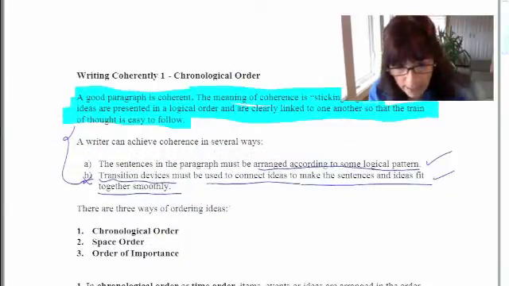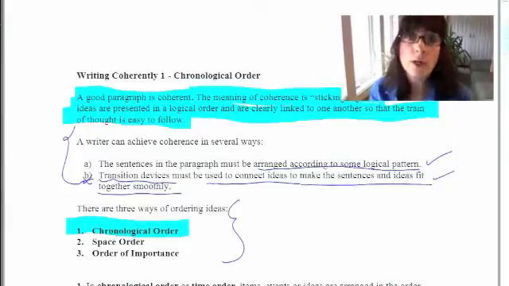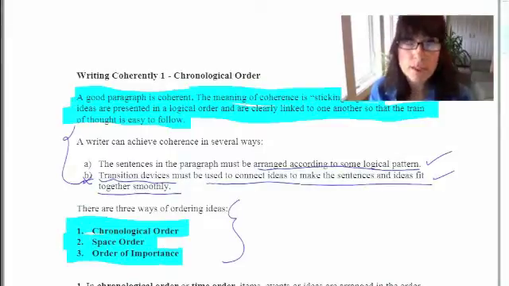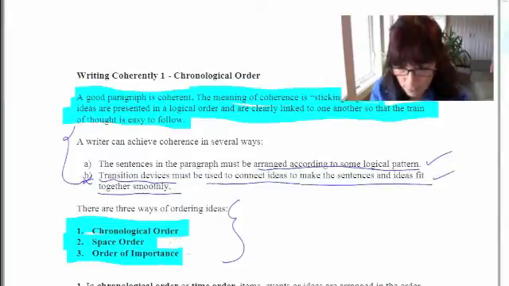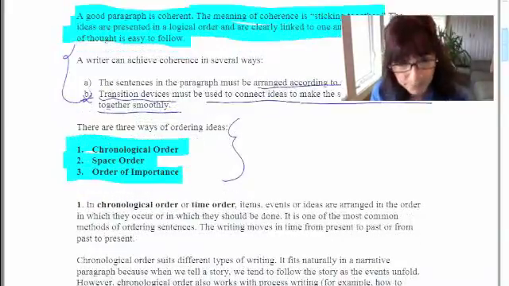So let's take a look at, first of all, the 3 ways of ordering your ideas. The first method is called writing in chronological order, which is the same as time order. The second is space order, and the third is order of importance. Now, because there's a fair bit to discuss in each of these types of orders and ways of ordering your ideas, I've included one video. This one will deal with chronological order. I have a second one which deals with space order, and then a third video which deals with order of importance, so that you can look at each one separately, analyze it, and then move on from there.